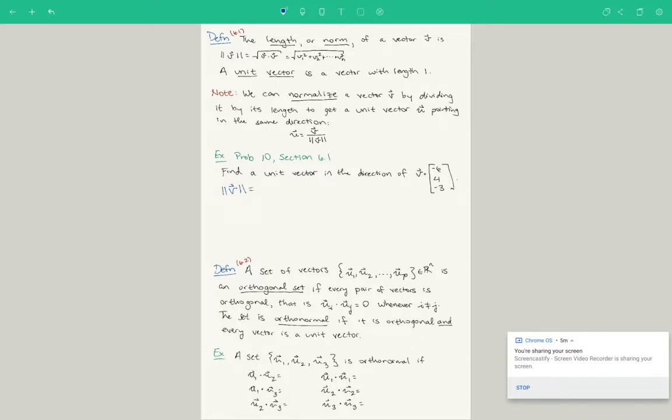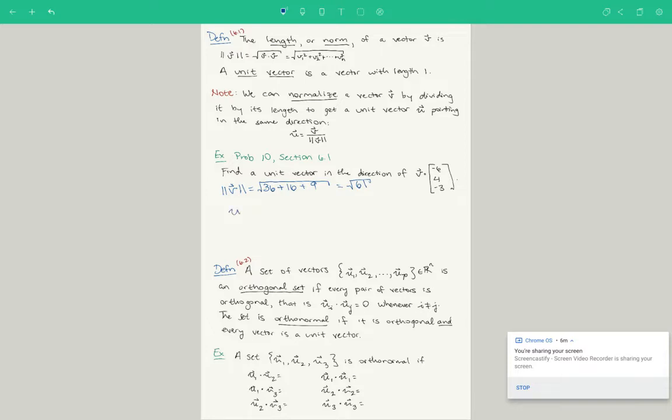So the magnitude is going to give us the square root of each of those components squared. So -6 squared is 36, plus 4 squared is 16, plus -3 squared is 9. So if you add all of those up, you should get 61. So the magnitude here of this vector is square root of 61.